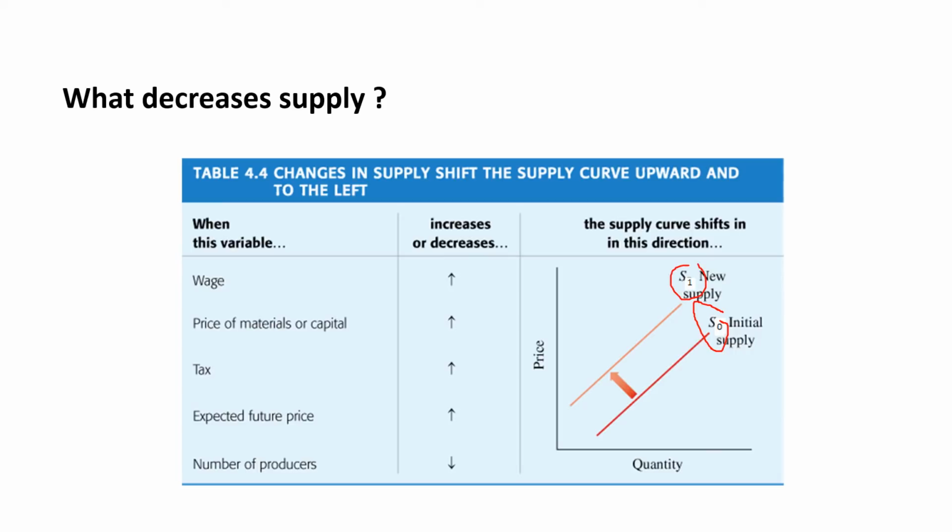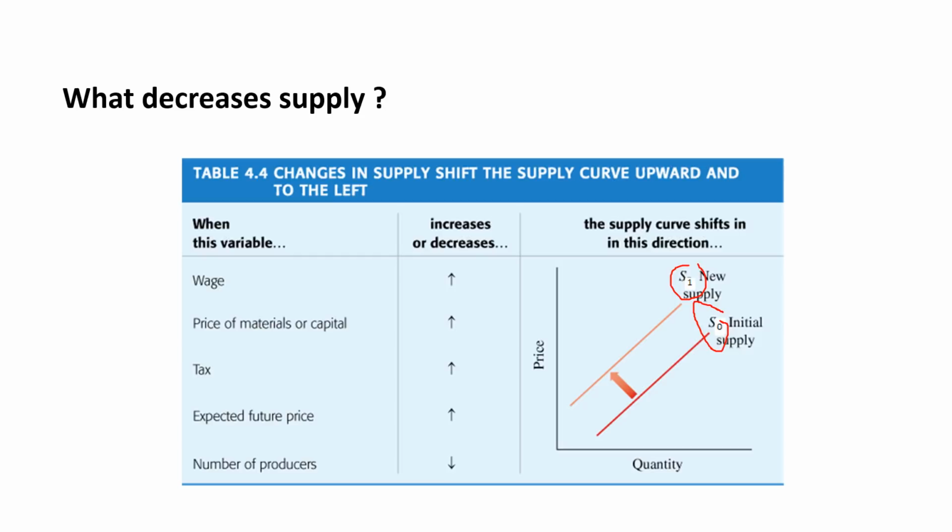Price of the materials or capital. Now, if there's an increase in the price of the material or the capital equipment or machineries and all these things, or the price for the raw material increases, it will be costly for you to produce the product because you have to pay more for the raw material. Your marginal profit will be less. So what will happen? It will decrease the supply, and this will shift the curve to the left.